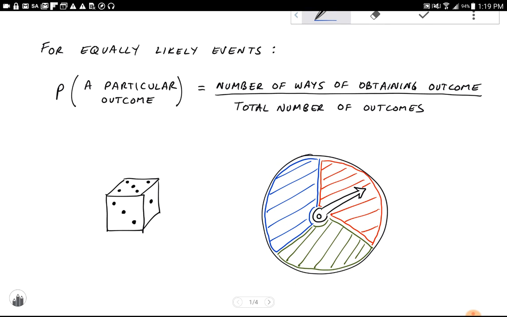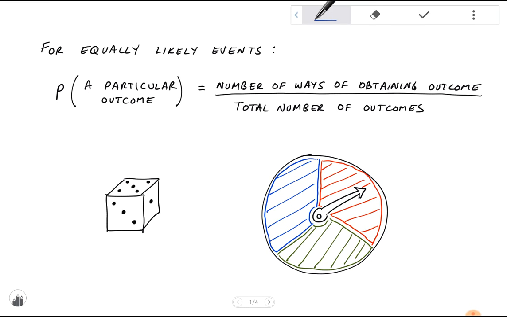The probability of a single event. For equally likely events, this small p here represents our probability, and then in the brackets is what's going to happen or what we're trying to watch. So the probability of a particular outcome, and that could be rolling a die, or it could be spinning this spinner, which has the three colors. Those are the outcomes. So the probability of a particular outcome equals the number of ways of obtaining the outcome divided by the total number of outcomes.